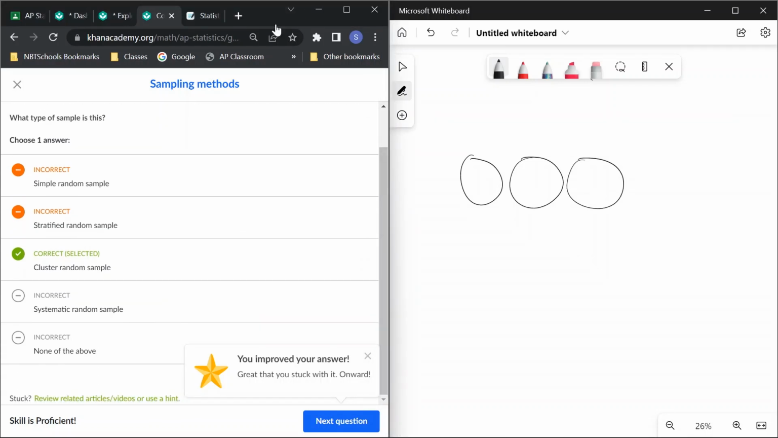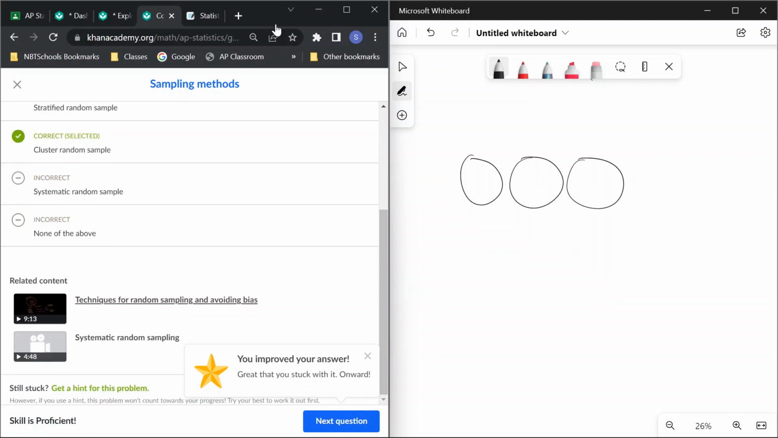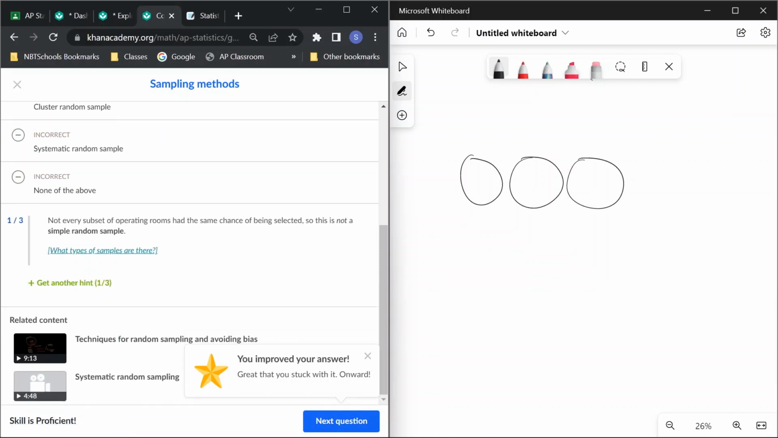Okay, no. Let's use a hint, please. Are you joking? Okay, not every subset of operating rooms had the same chance of being selected, so this is not a simple random sample.